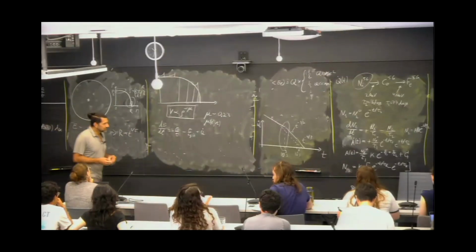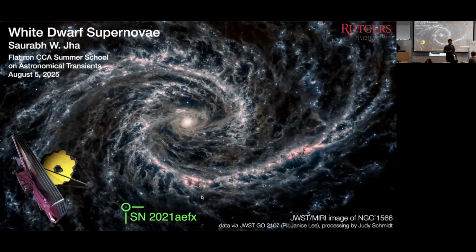Thank you. Right, so we heard all about how you solve the problem of having a heating source inside a ball of gas. Turns out that those are some of the most common transients we find in transient surveys.